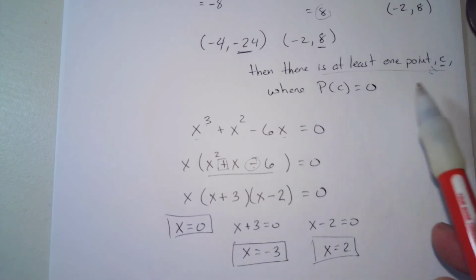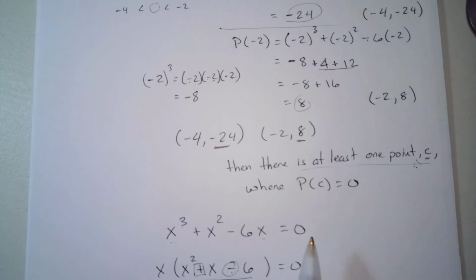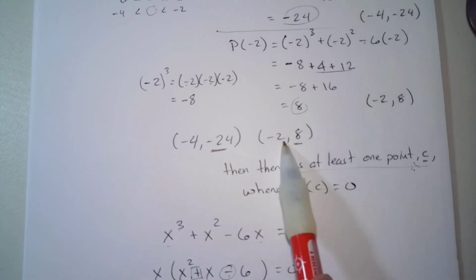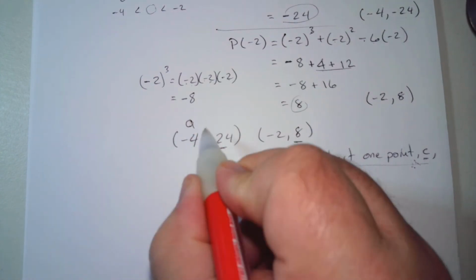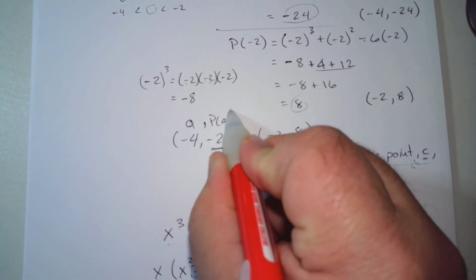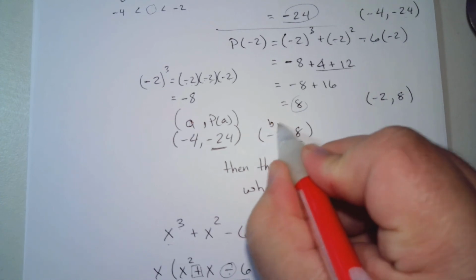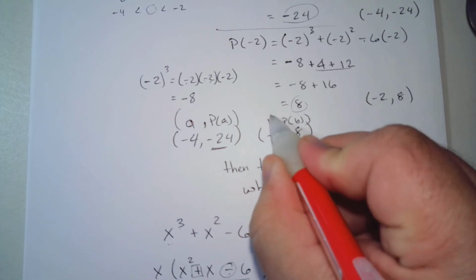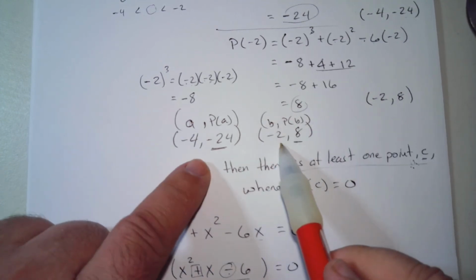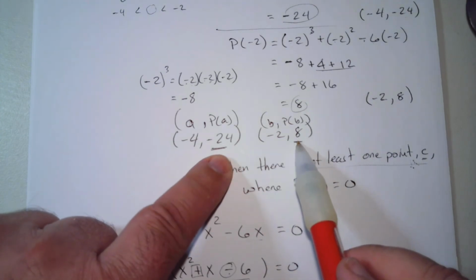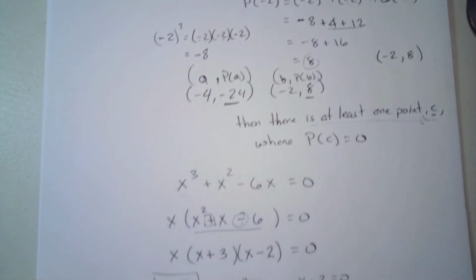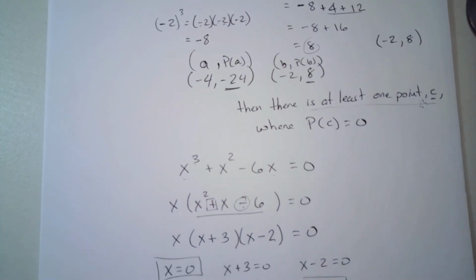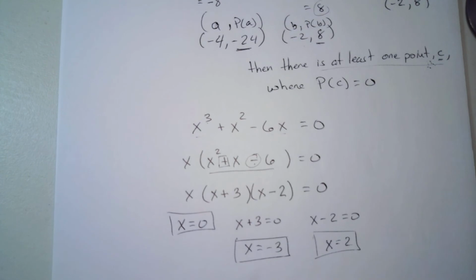That means, using the intermediate value theorem, once we pick 2 points, this is A, this is P of A, this is B, and this is P of B, and our 2 values give us different signed answers, then we know we will have factors, or real answers.